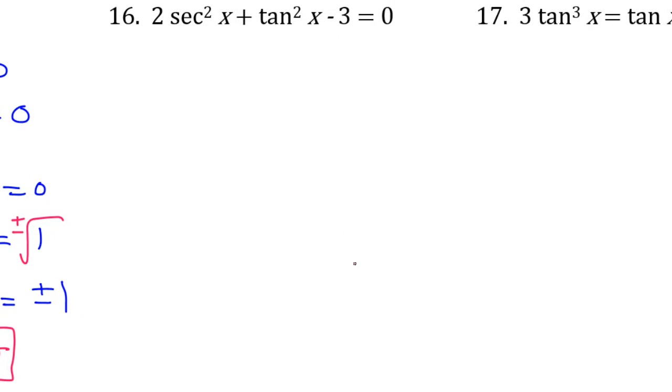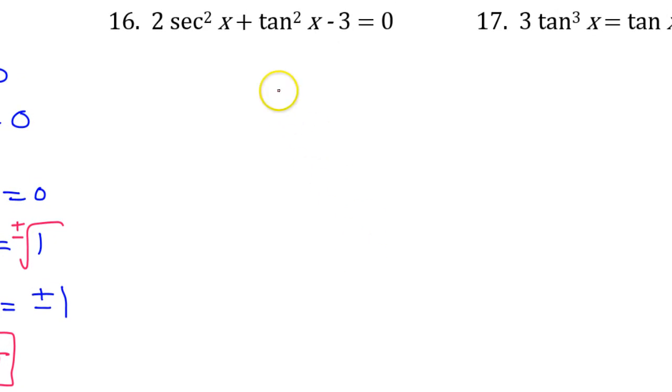All right, now let's take a look at number 16. Now, I'm noticing that we have two different types of trig function. We have secant squared and tangent squared. We need to do a substitution so we can get all one type of function. So look at secant squared. Let's see what we can do with that.